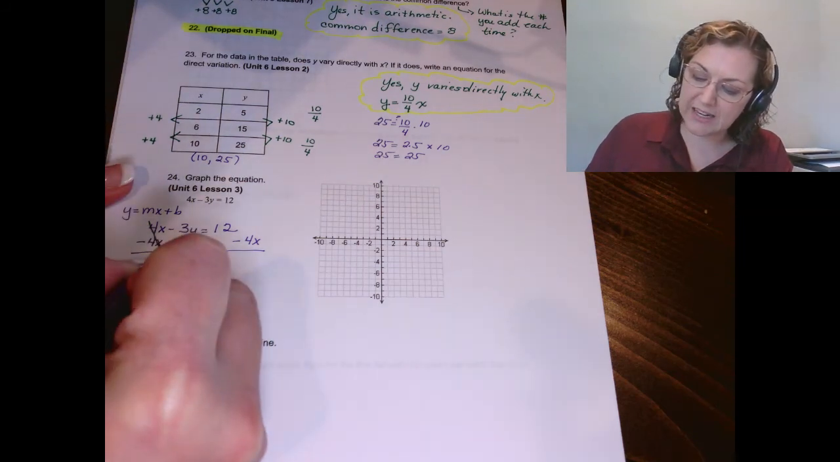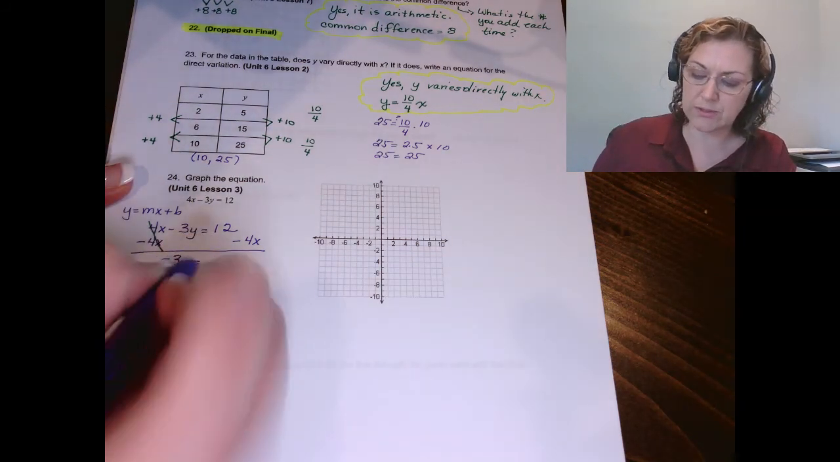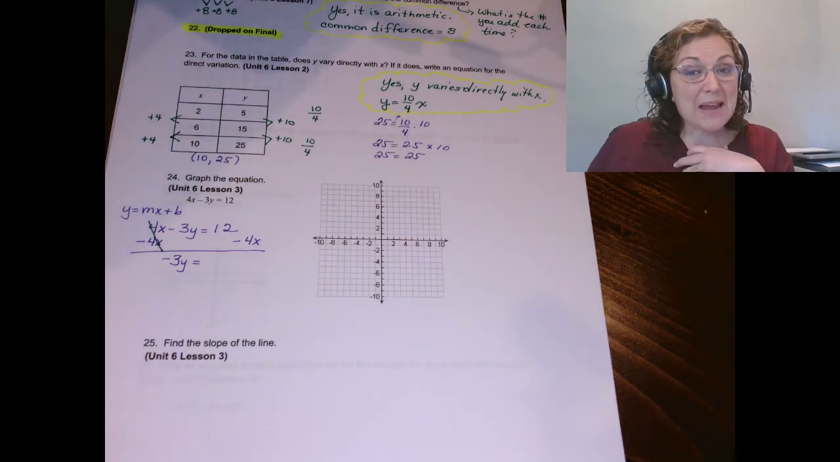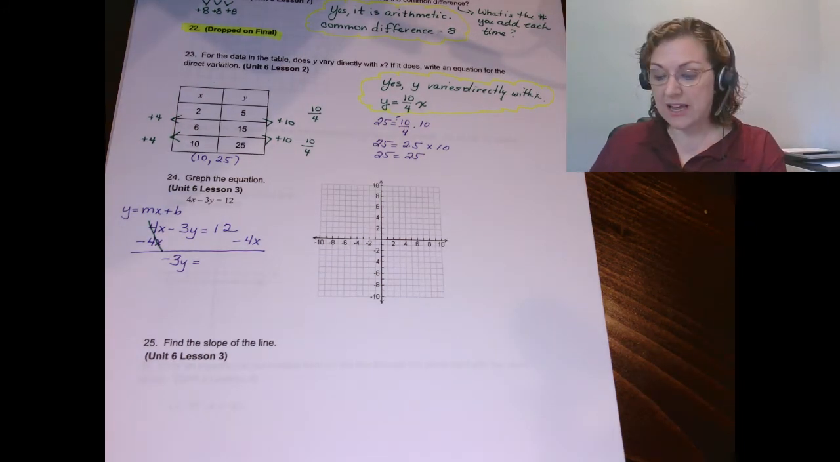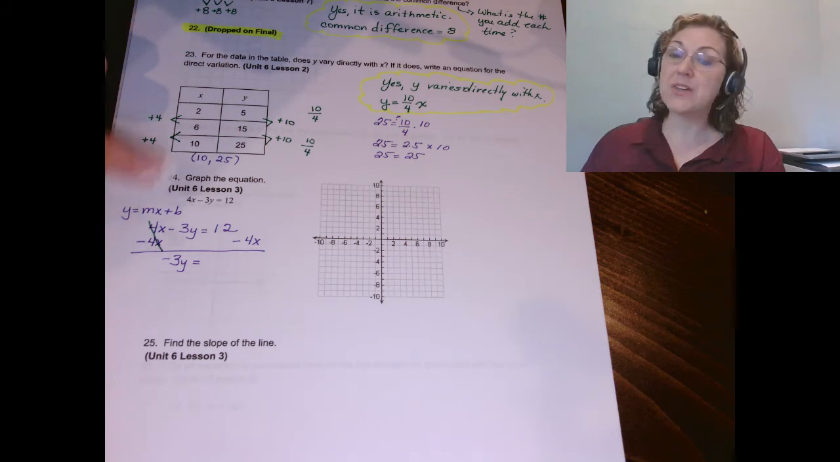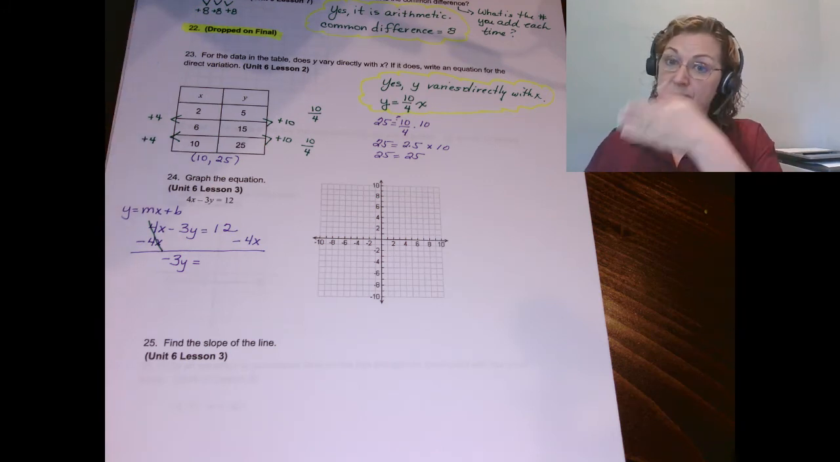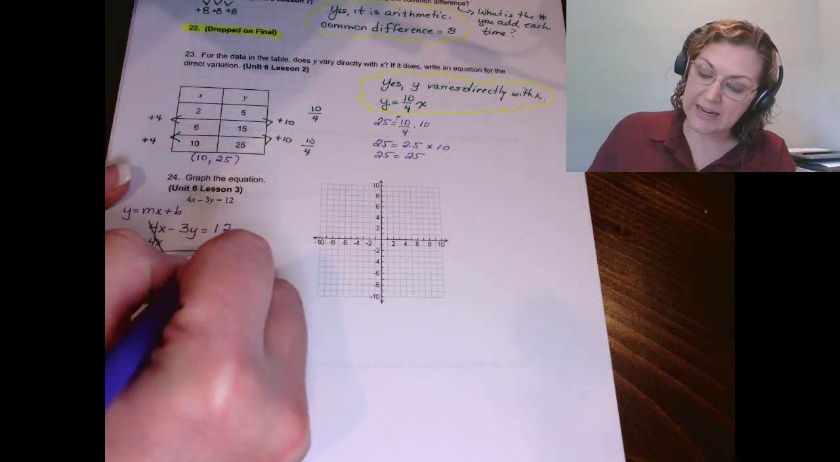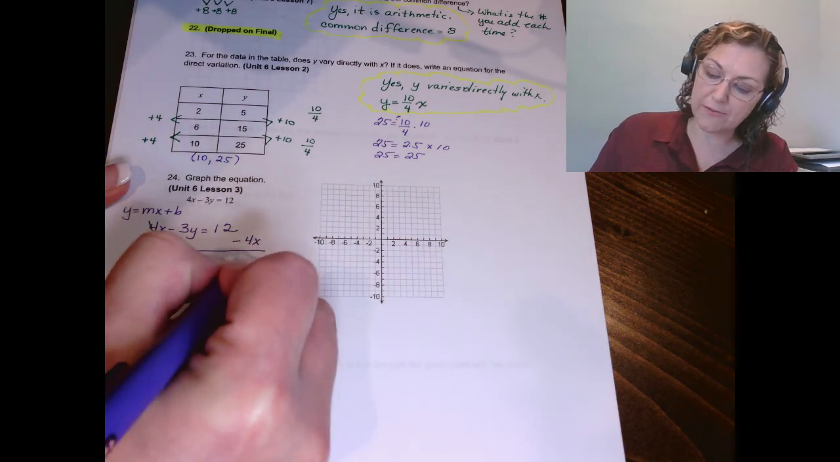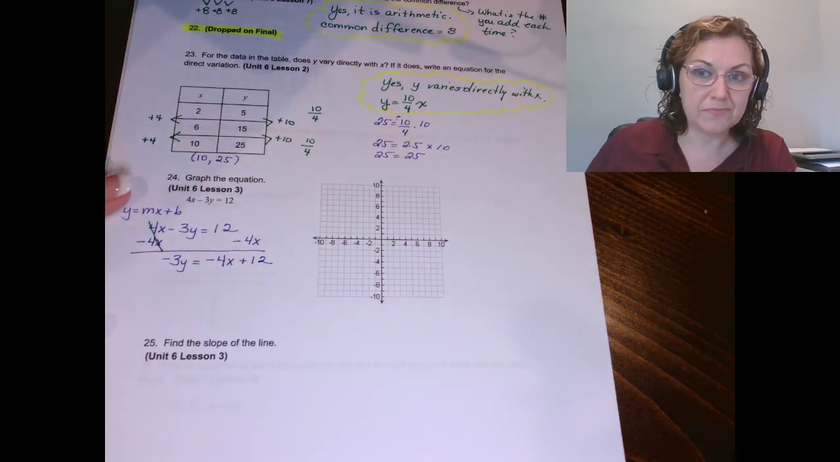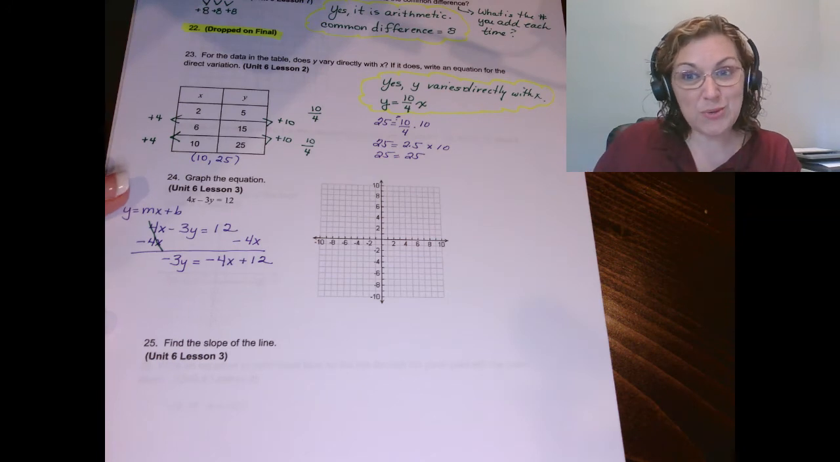I'm left with negative 3y equals, I like my x's to come first. See how my x comes first in this equation? So instead of writing 12 minus 4x, I'm going to write negative 4x plus 12. You can do that, and it makes it a little bit easier.